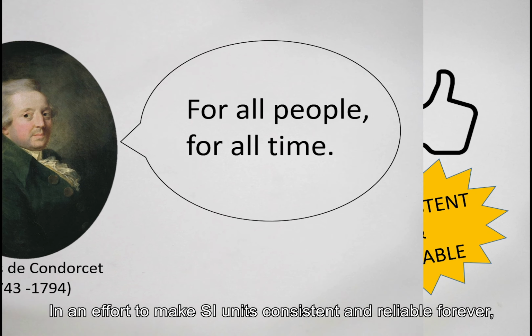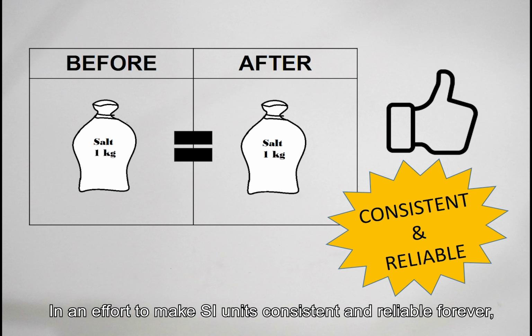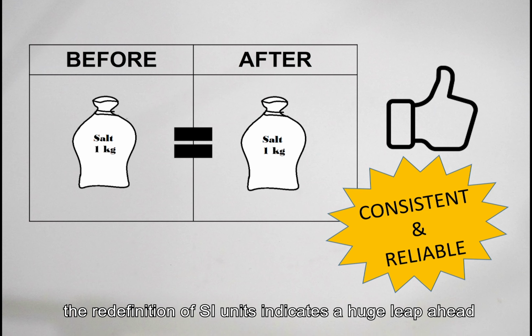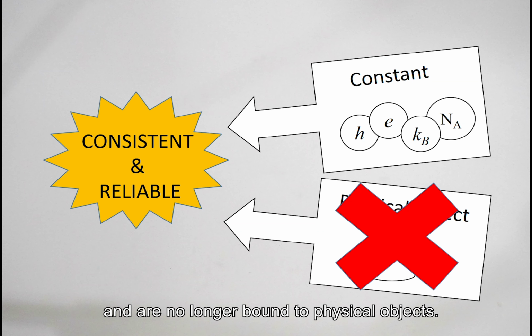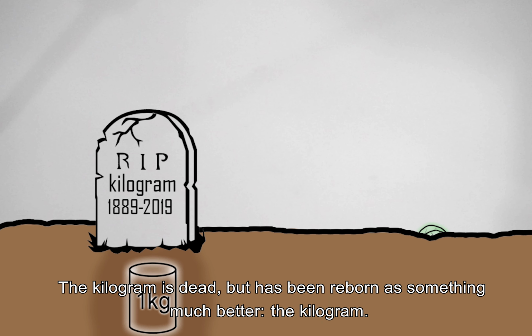In an effort to make SI units consistent and reliable forever, the redefinition of SI units indicates a huge leap ahead, as all SI units are now defined based on the way nature is and are no longer bound to physical objects. The kilogram is dead but has been reborn as something much better, the kilogram.